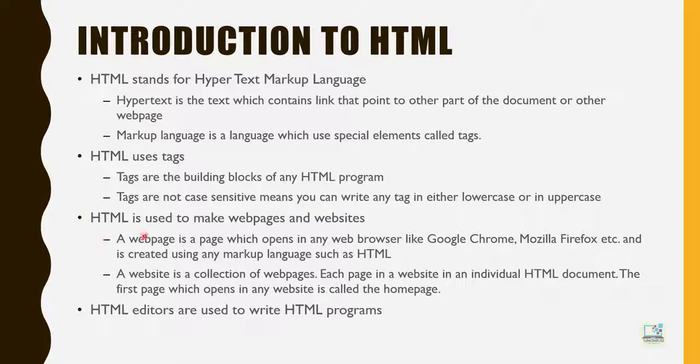HTML is used to make web pages and websites. A web page is a page which opens in any web browser like Google Chrome, Mozilla Firefox, etc. and is created using any markup language such as HTML. A website is a collection of web pages. Each page in a website is an individual HTML document. The first page which opens in any website is called the home page. HTML editors are used to write HTML programs.